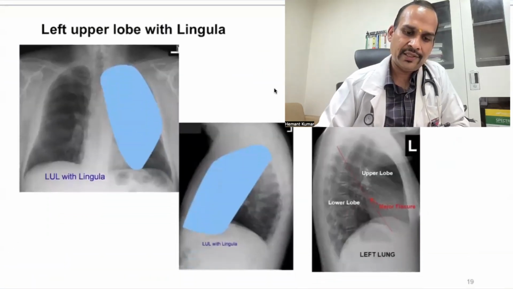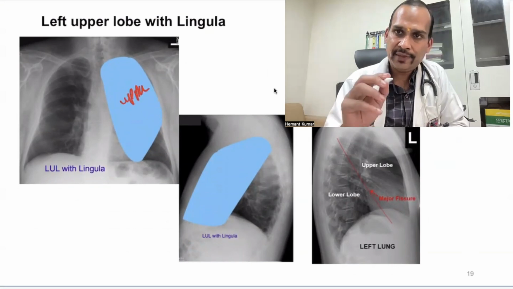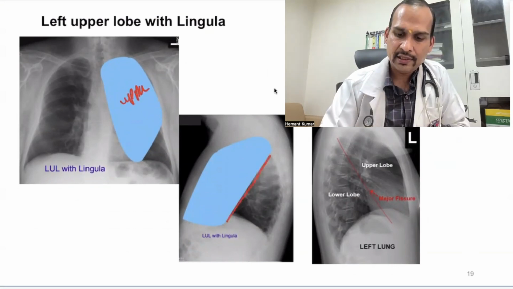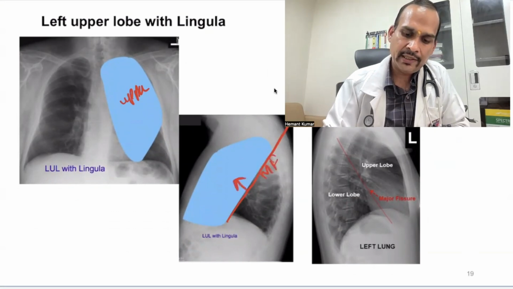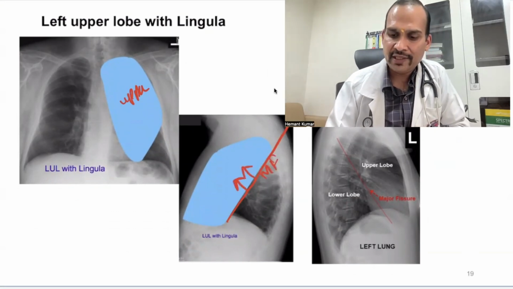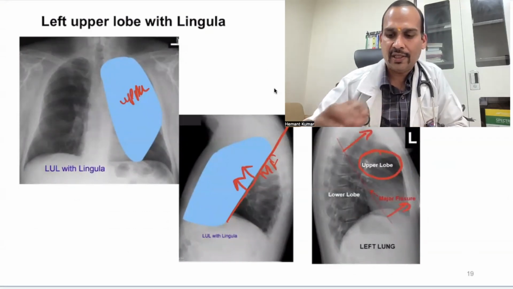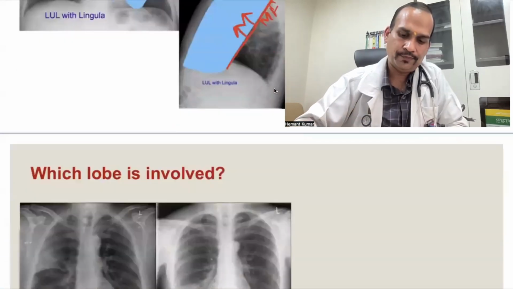And this is the upper side. But for confirmation, we have to get a lateral X-ray done. So this is the major fissure. The area anterior to the major fissure is the upper lobe. In this X-ray, we can see the upper lobe. This area just anterior to the major fissure is the upper lobe. This is the left upper lobe.